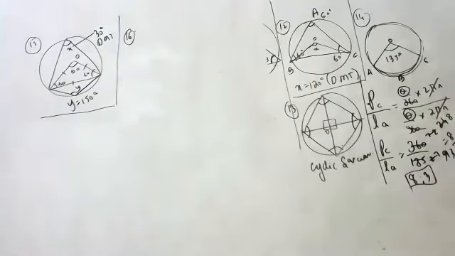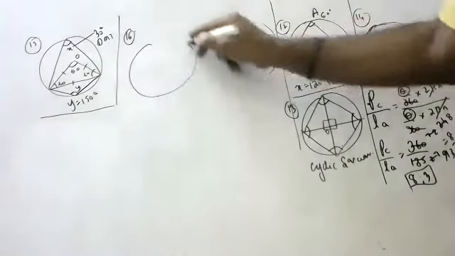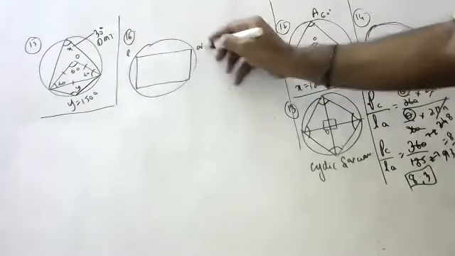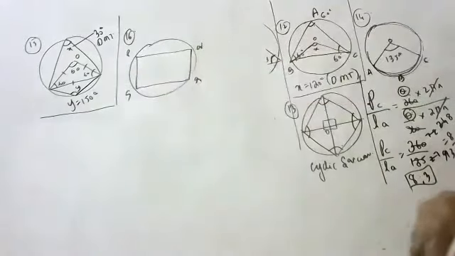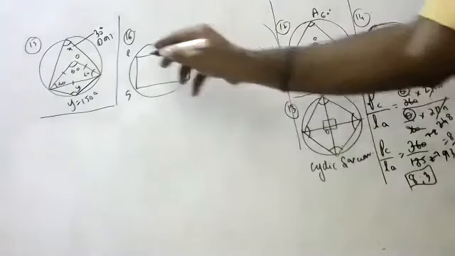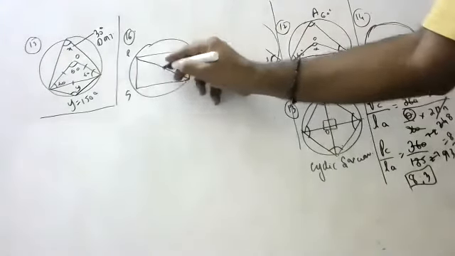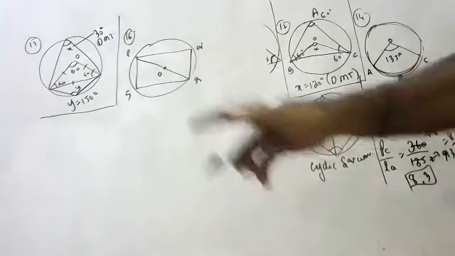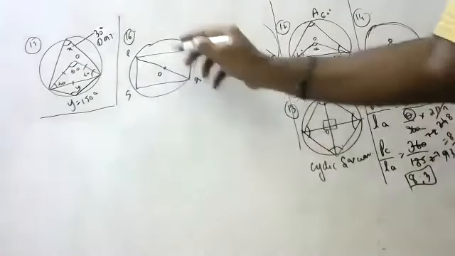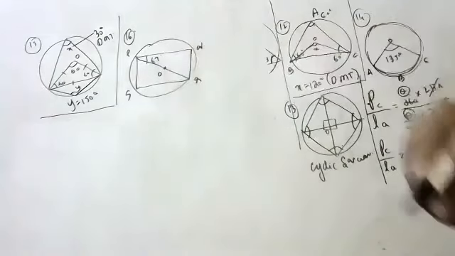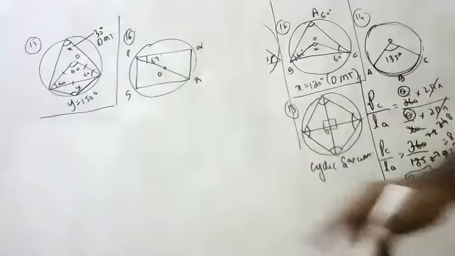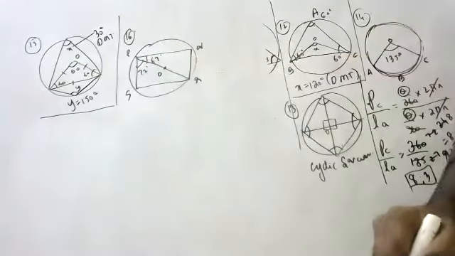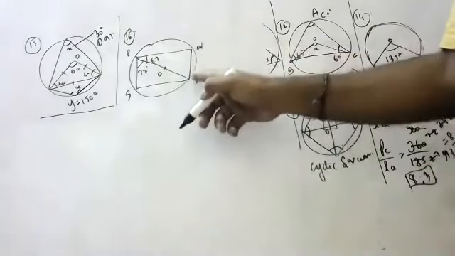PQRS is a cyclic quadrilateral, children. What is a cyclic quadrilateral? One whose vertices lie on the circle. PQRS is a cyclic quadrilateral such that PR is the diameter. If angle QPR is 67 degrees and angle SPR is 72 degrees, find angle QRS.